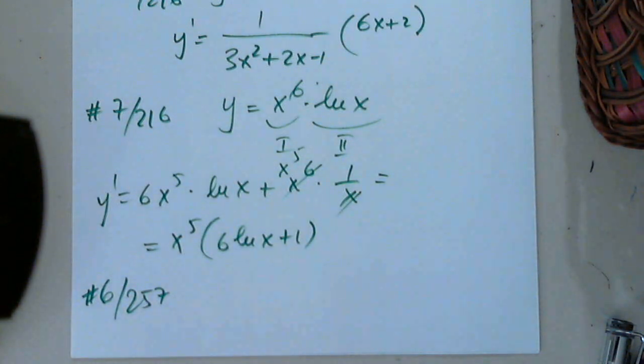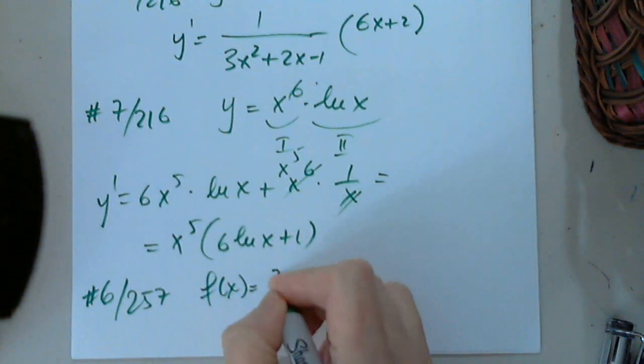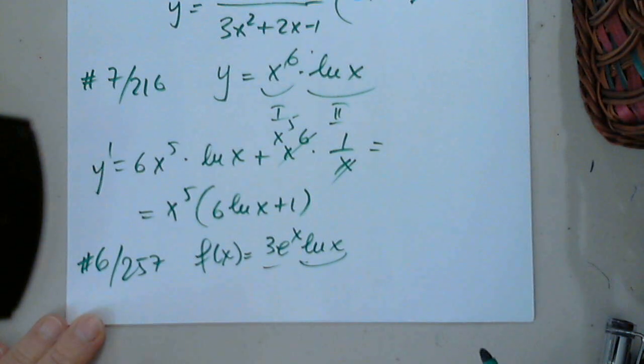257. And we picked 6. Okay, and that is f of x equals 3e to the x natural log x. Again, we have to notice that this is a product.